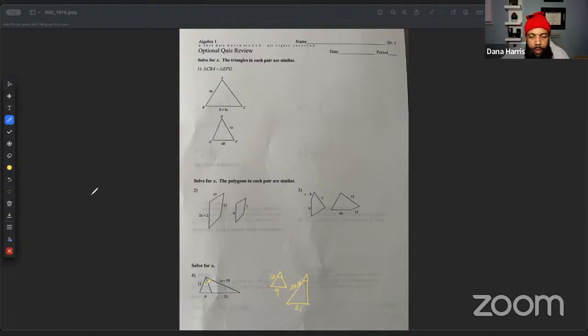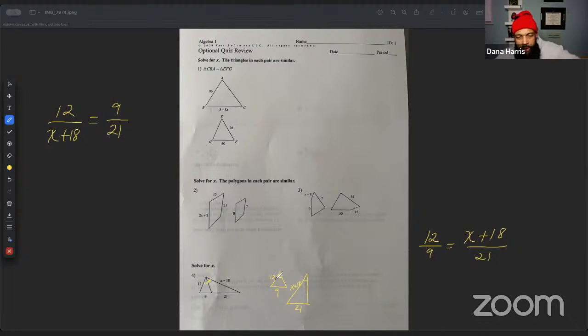Okay, so now when I write my proportionality statement, I can say 12 over 9 is equal to x plus 18 over 21. Or I could say 12 over x plus 18 is equal to 9 over 21. Notice I have the 12 for the left side over the big left side, and that is equal to the bottom side over the bottom side. So make sure when you do your proportionality statement, you think about those things.